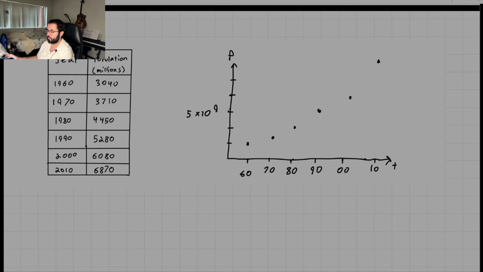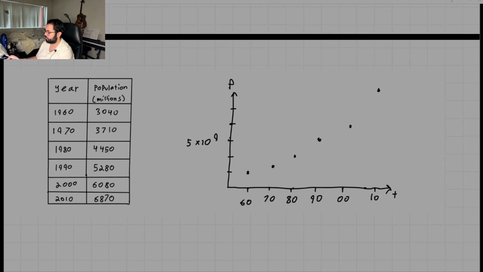So one benefit of switching from a table over to a graph is that we can see somewhat of a trend, right? We can see this trend where it's almost like a parabola. At first, the population is slightly increasing, but then it starts to increase faster and faster with each decade.